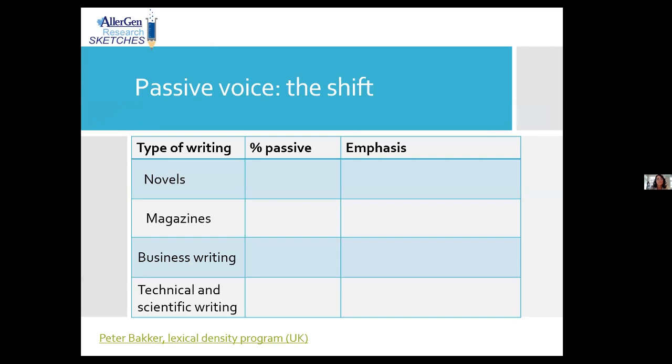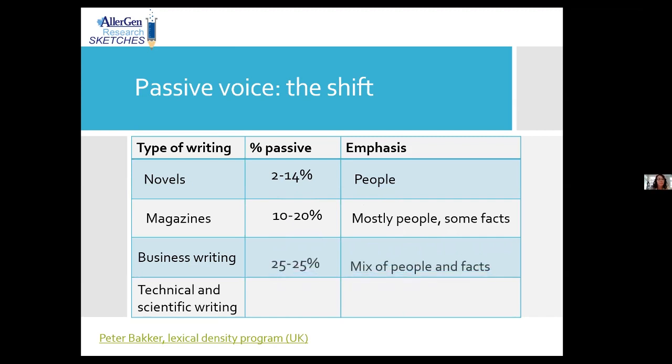So this is a table from Peter Backer in the UK, who analyzed the frequency of passive voice across different types of writing. So passive voice is not common in novels and magazines because they're largely focused on human characterizations and people, where someone is doing something. Business writing has a higher frequency of passive voice, and it's typically a mix of people and facts.